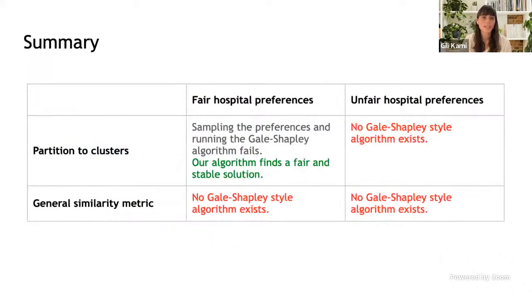To conclude, we studied the problem of finding fair probabilistic allocations in the setting of the two-sided matching problem. We showed that under a strong fairness requirement over the hospital preferences and over the similarity metric, a fair and stable solution can always be found approximately using our algorithm. We also showed that if we remove even one of the assumptions, then any algorithm in the style of the Gale-Shapley algorithm fails to guarantee such a solution. That's it. Thank you.